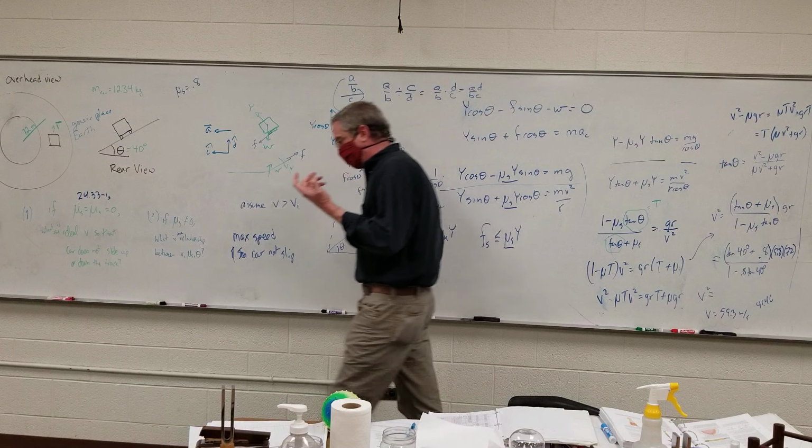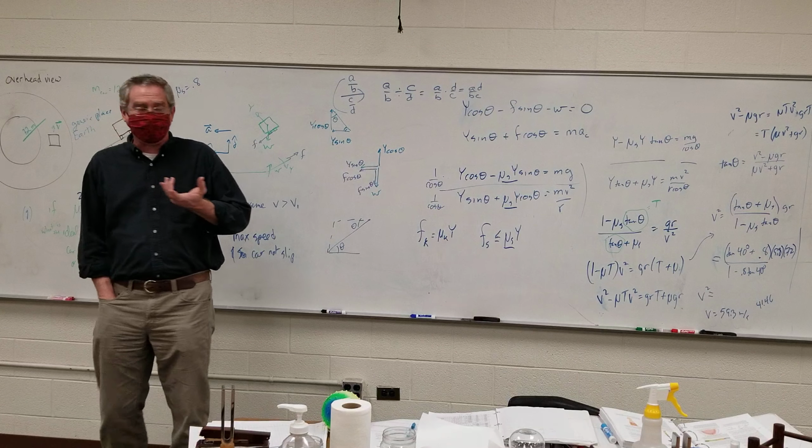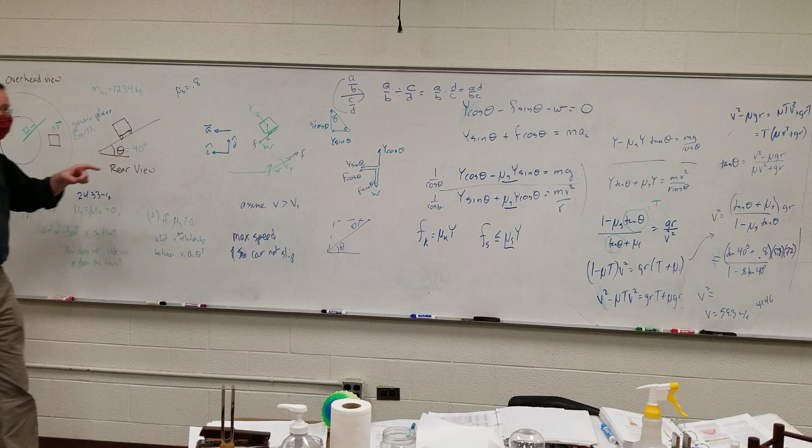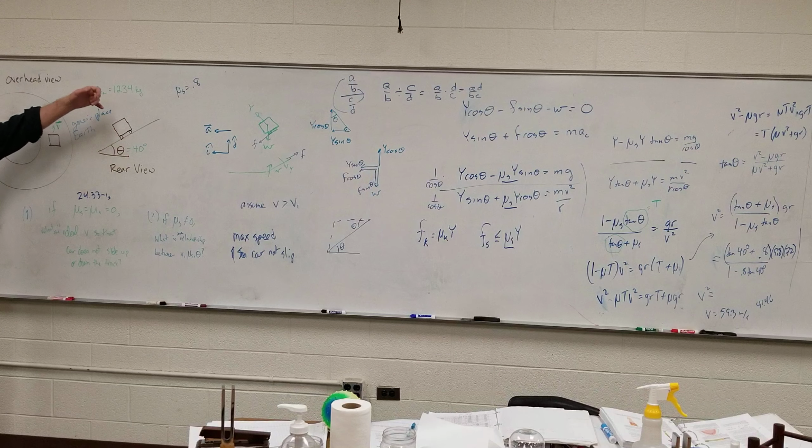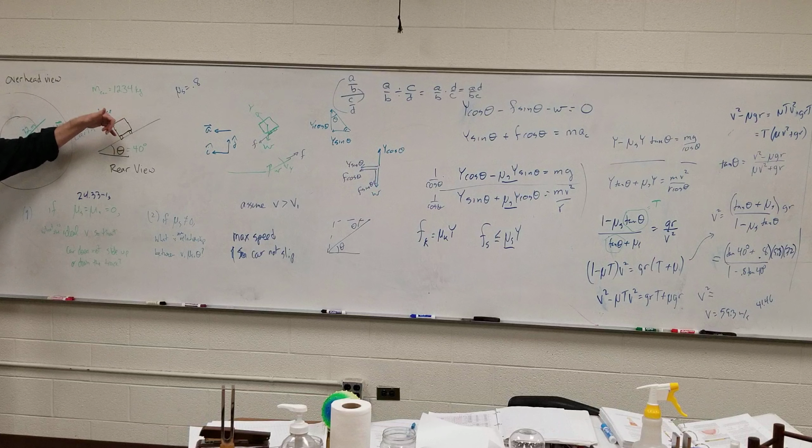Now, there's one clue here that tells us we've done something right. There's something that at least makes sense. Without friction, you go a little over 24 meters per second. With friction, we should be able to go faster. And indeed we do. So we go from about 50 miles per hour to about 120 miles per hour.